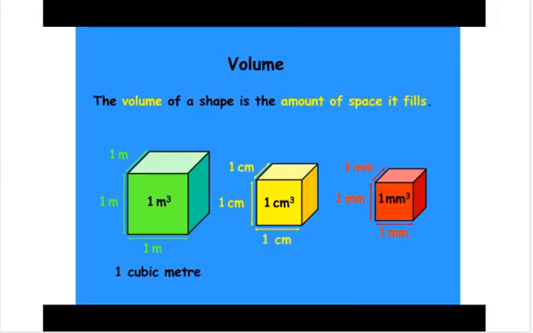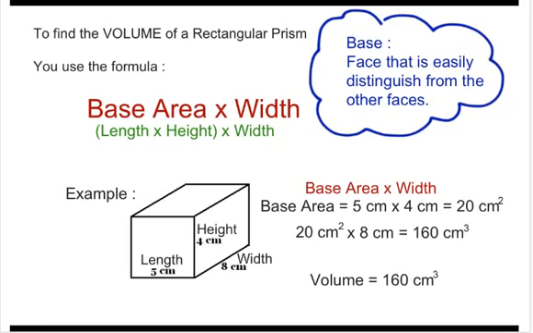Volume is the amount of space it fills. It could be meters, centimeters, millimeters, so it could be cubic meters, cubic centimeters, cubic millimeters, or any kind of measures that you use of length, of course, for volume. To find the volume of a rectangular prism, you need to remember the meaning of base, because the formula that you are going to use is base area times width. The base area is the length times the height. And then you will multiply the area of the base by the width.